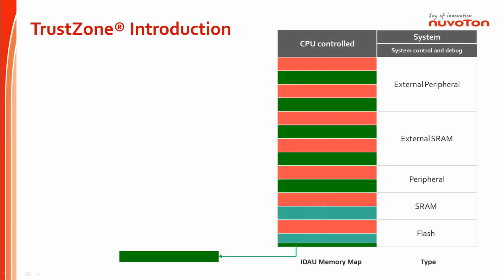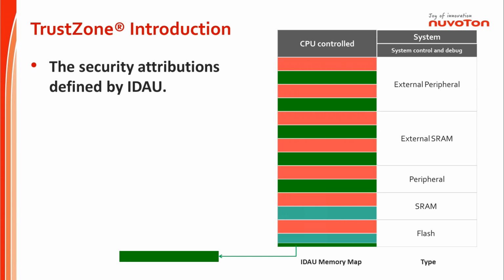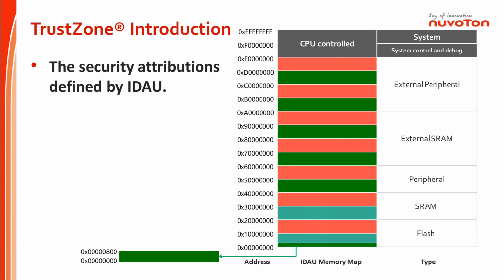In M2351, IDAU partitions a fixed memory map security attribution. The address bit 28 is used to define security. If bit 28 is 0, it is secure. In flash and SRAM, code can be executed. It is non-secure callable. The first 2 KB of flash is fixed to secure. If bit 28 is 1, it is non-secure. The system and debug-related registers are not fixed to a certain security. They are determined by the current system state.